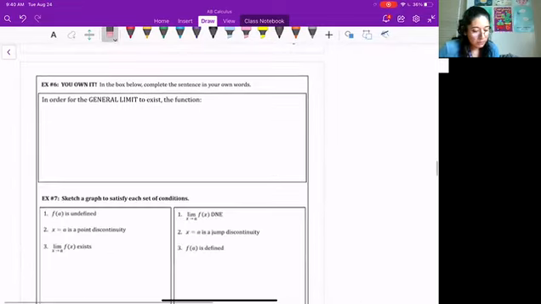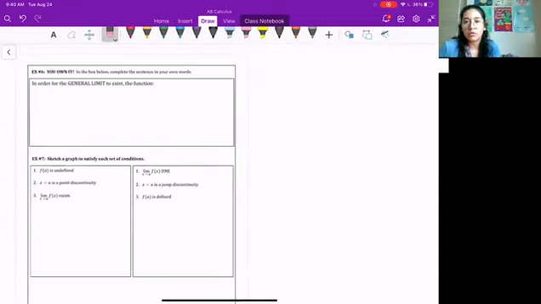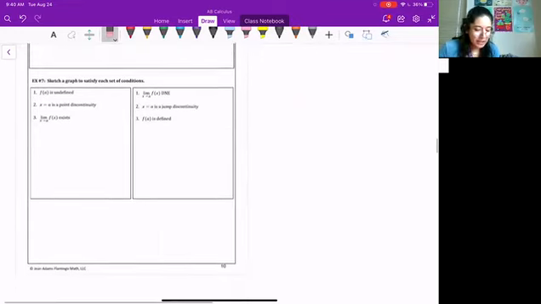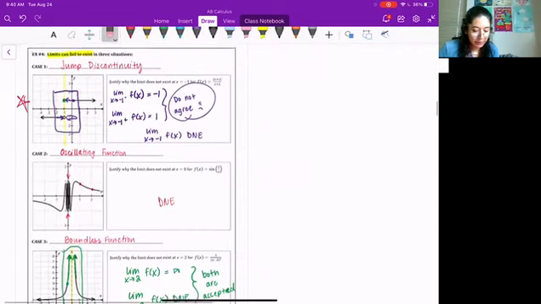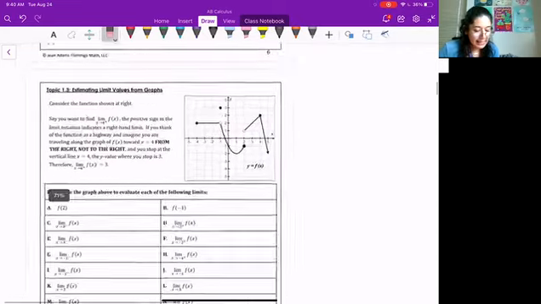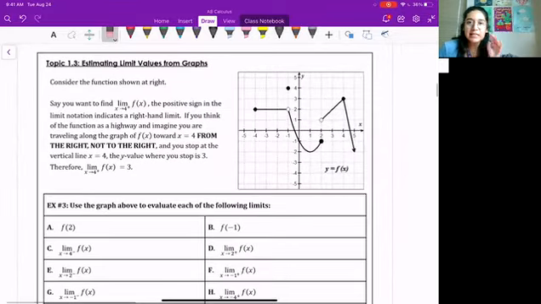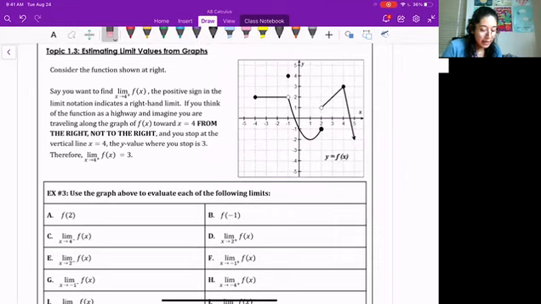So there is one more page here. This is also going to be part of your homework assignment for today. So it's page 7 and page 10. I want to talk about page 7 a little bit. Like I said, I wasn't going over this in class, so if you're here, you're getting a little something extra. It says, consider the function shown on the right. Say that you want to find the limit as x approaches 4 from the right. That indicates a right hand limit. We're going from the right, not to the right.